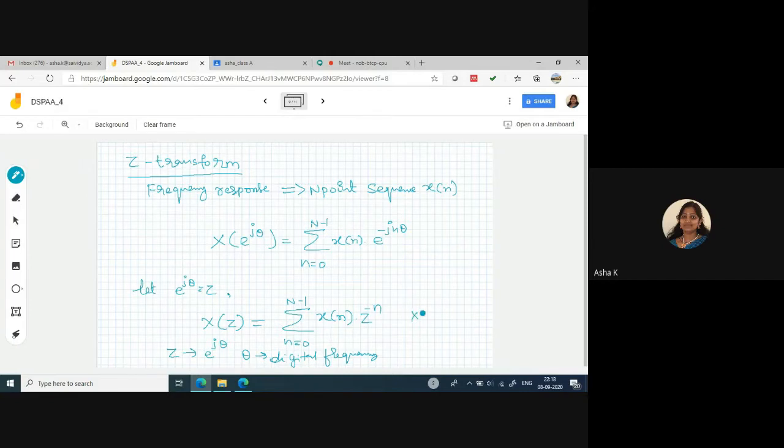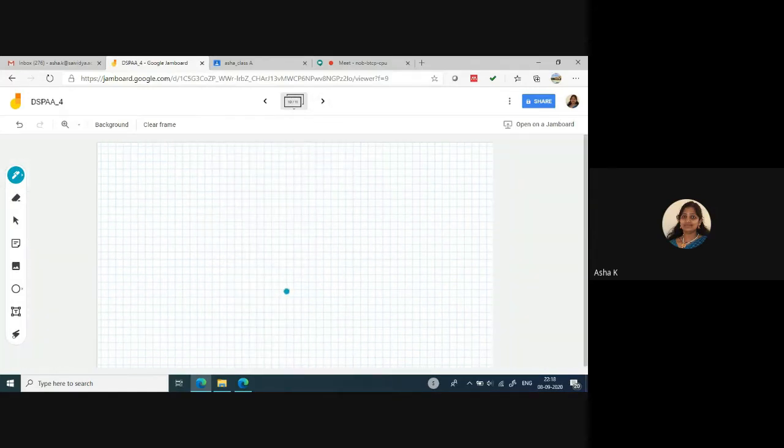So X of z is going to be used to represent the frequency response in terms of z. So this is one more topic that we have in this particular class.